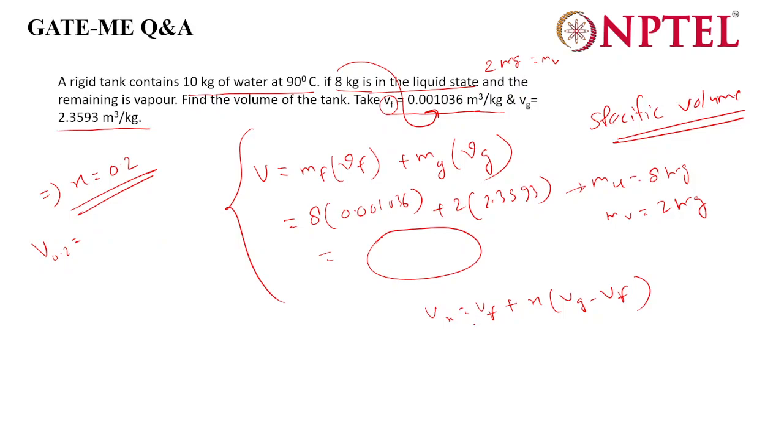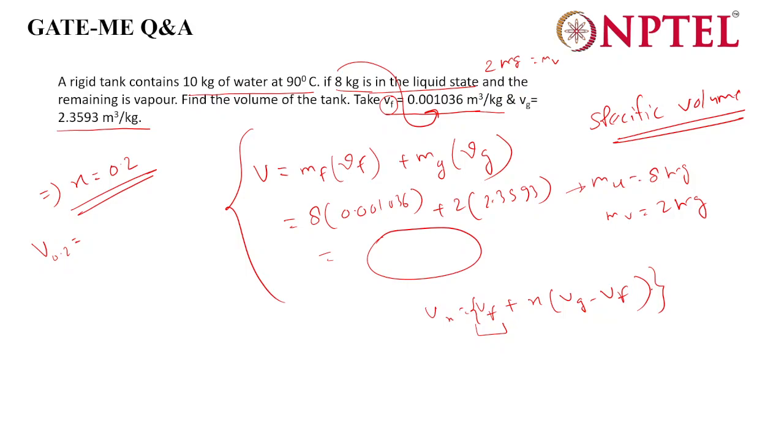But here what will you use as Vf? Specific volume. Now you need not use 0.001036, because now we are going for the final one. Volume of 8 kg, which we have as liquid. Final or specific to use? Final.